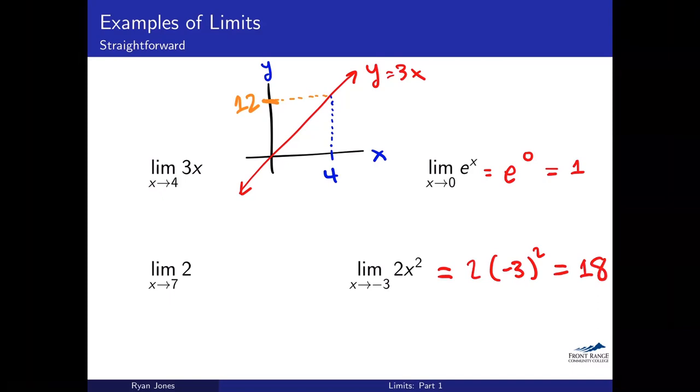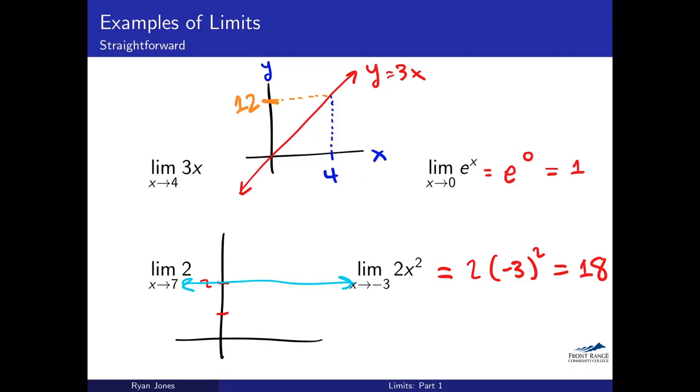Now, here's a tricky one. The limit as x approaches 7 of 2. Now, you're probably looking at this and thinking, where's the x? There's no x here. How do I plug in 7 for x if there's no x? Well, this is a great example of where I can actually graph this thing. If we graph this, graphing 2 is just going to be a horizontal line. Let's get this in a different color. So that's just that graph.